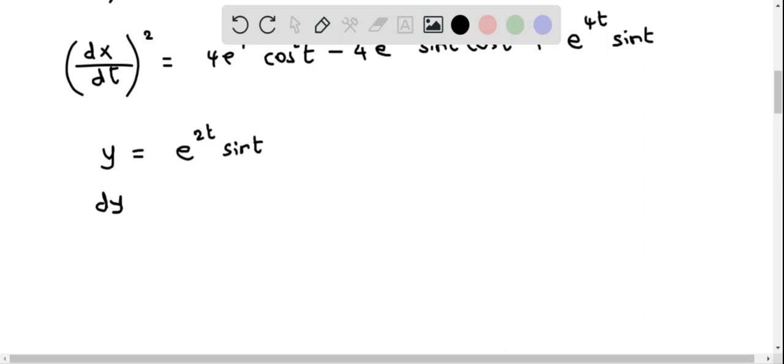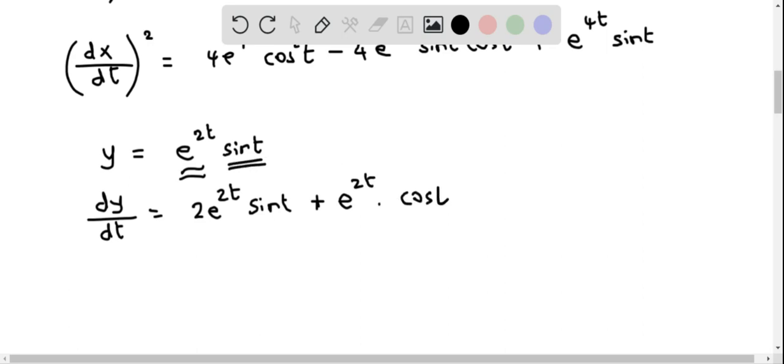So I write down dy/dt equals, first I find the derivative of e^(2t) using the chain rule. When I do that, I get 2e^(2t) multiplied with sin t, plus I then write down the e^(2t) multiplied with the derivative of sin t, which is cos t. Now we will square this up.